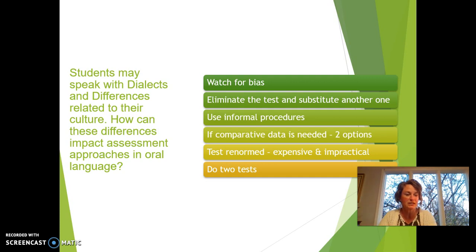If you can possibly use informal procedures. This isn't always possible, because I know sometimes you need that comparative data and you need to look at the norm. So if this is the case, you have two options. The first one is to get a group, just renorm a group with those members that speak that type of dialect or language. But this is very impractical and very expensive to try and do.